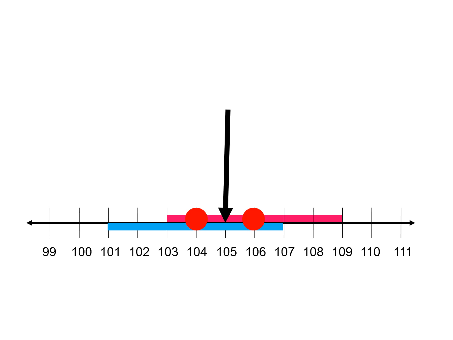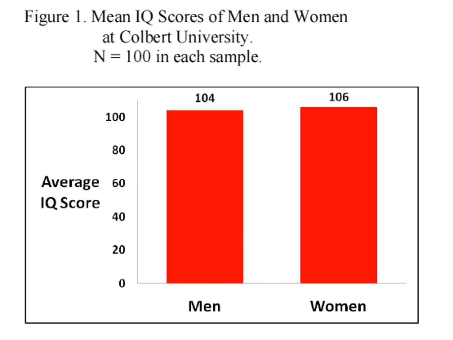And here's 105. And we can see by looking at the two confidence intervals that the population mean for men could be equal to 105, and so could the population mean for women. So what have we learned from this? It's true the samples of 100 men and 100 women have different means on the dependent variable.